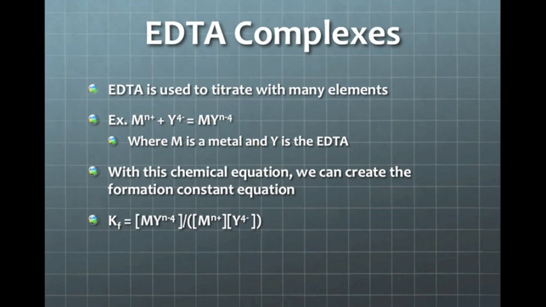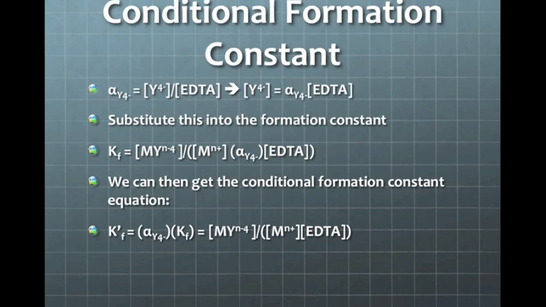EDTA is used to titrate with many different elements. In this general example, a metal M with a charge of n reacts with Y4- at equilibrium to yield MY with a charge of n-4. With this chemical equation, we can create the formation constant equation, which is Kf equals the concentration of MY with a charge of n-4 over the concentration of M with a charge of n times the concentration of Y4-. Note that the EDTA is being represented as the Y4-.